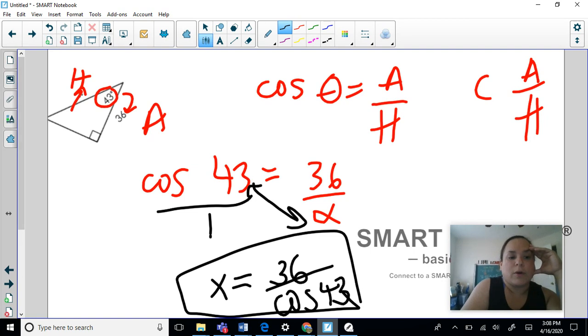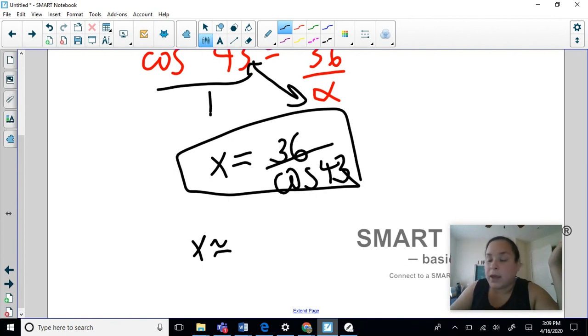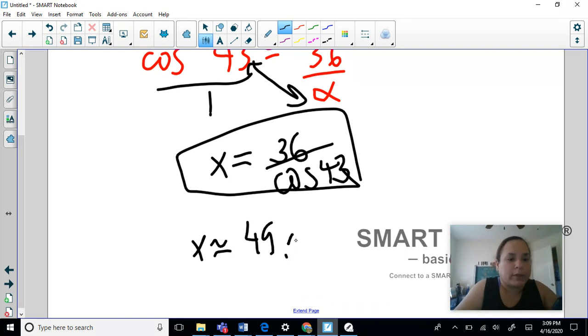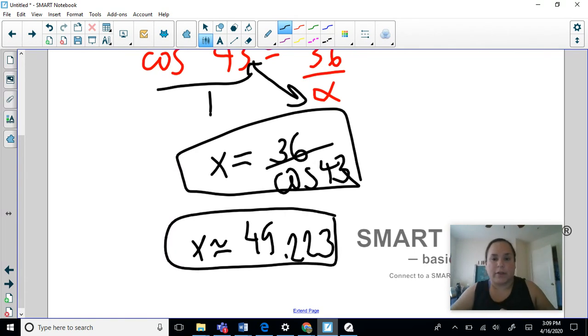And then you could go ahead and put that into the calculator to get the decimal value. And that decimal value, let's see, 36 divided by cosine of 43 would be 49.223. Okay, as our answer for that value.